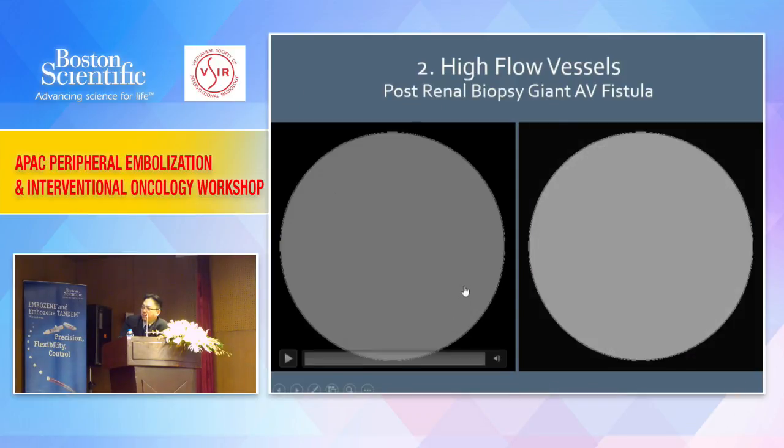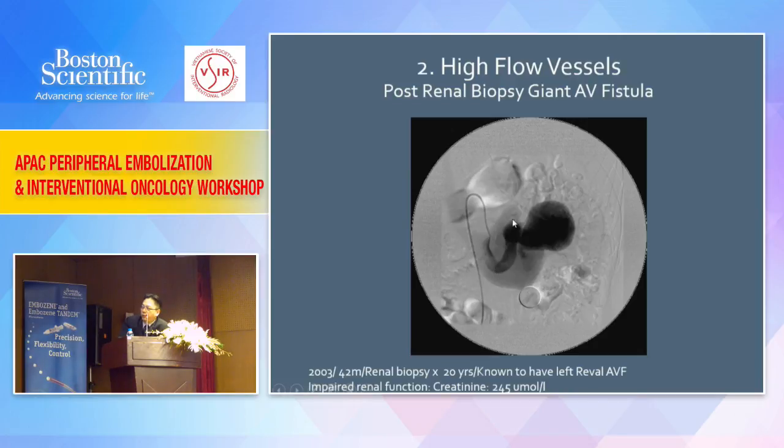Okay, this is a patient with a huge AV fistula from a renal biopsy 20 years ago. A 42 year old man, and this is in 2003. A lot of technology was not available. I would say that the young IRs nowadays are blessed with all the advanced devices, whereas in those days we had to really think like MacGyver how to solve this problem. This patient presented with deteriorating renal function, creatinine 245. The right kidney is not very good.